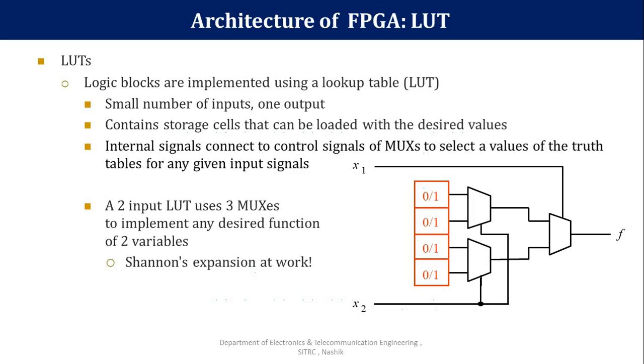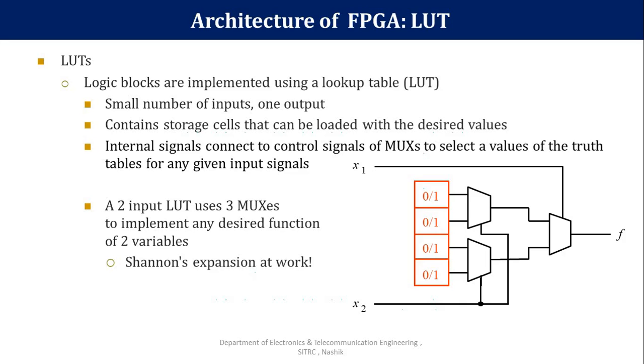It contains the storage cells, and it can be loaded with a desired value with respect to the logic equations. The internal signals connect to the control signals of the multiplexers. Means these inputs are connected to the multiplexer and act as control signals to select the value of the truth table for any given input. Means depending on input conditions, what output should be generated, these inputs act as control signals to the multiplexers, and expected outputs are stored inside the memory cells. Let's take the example of a two input lookup table.